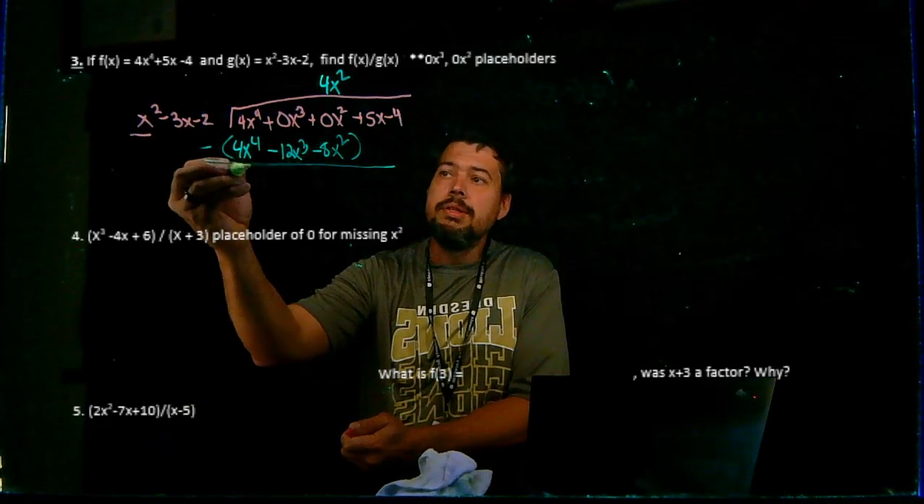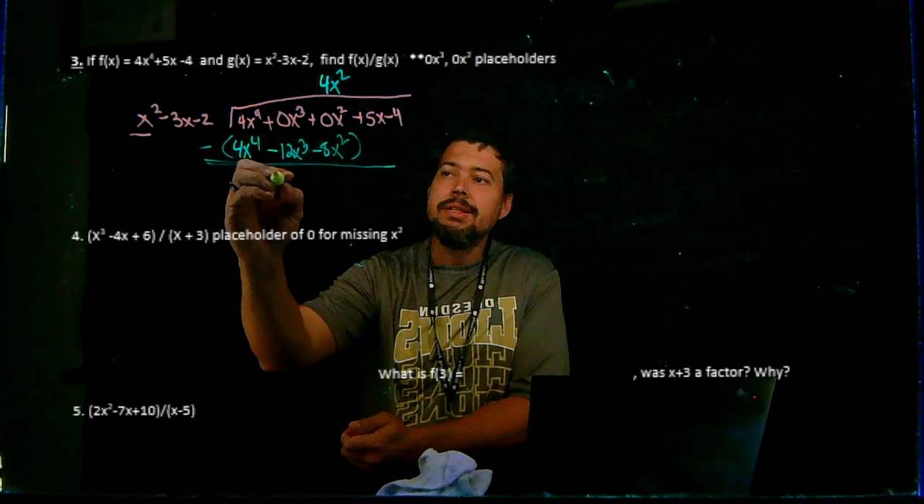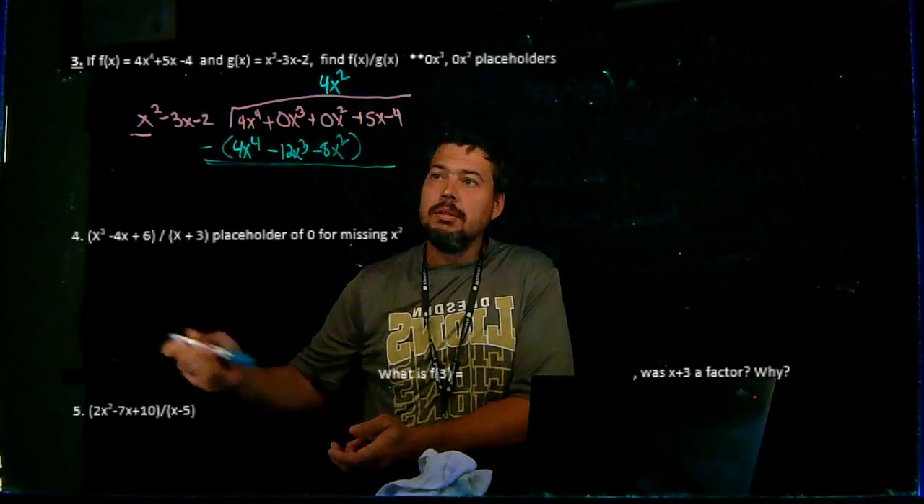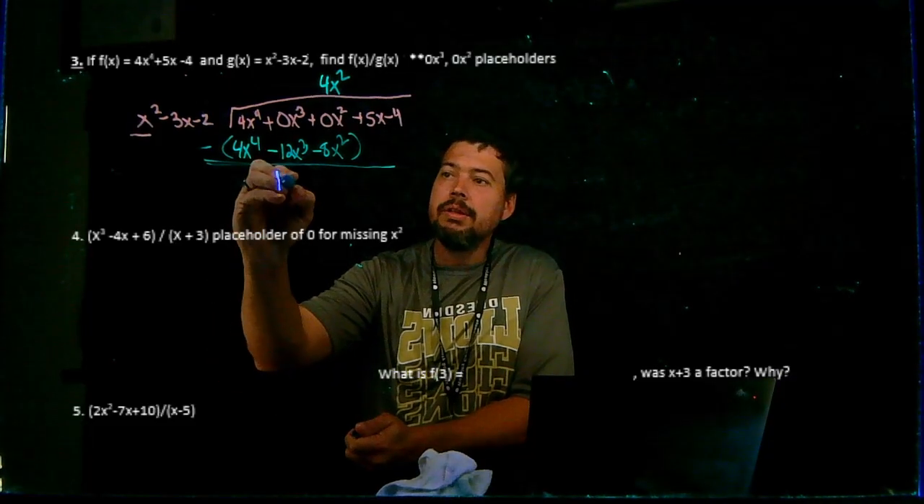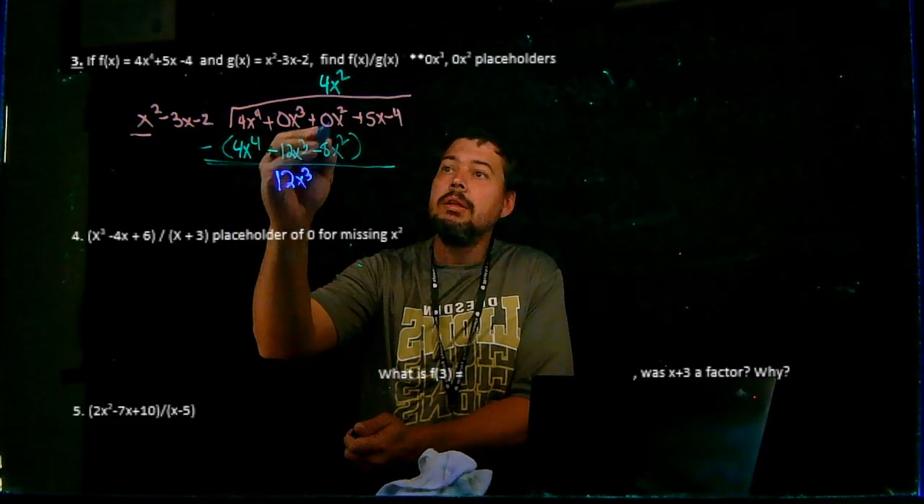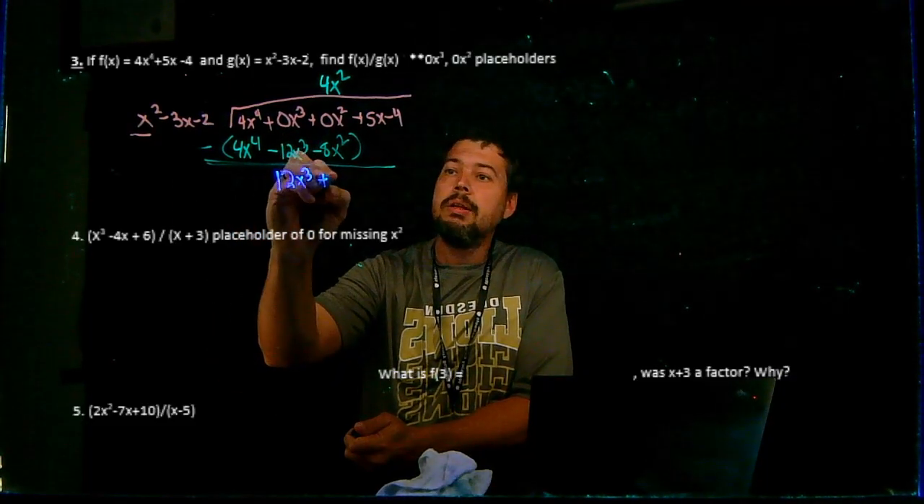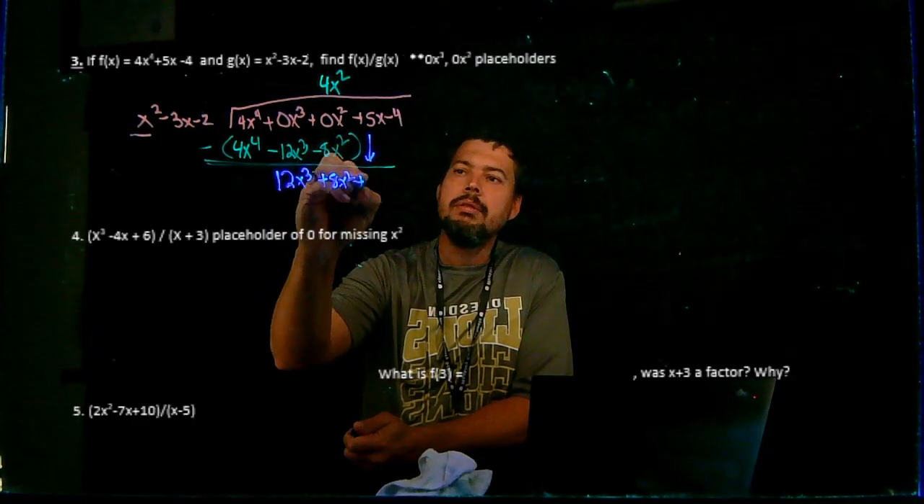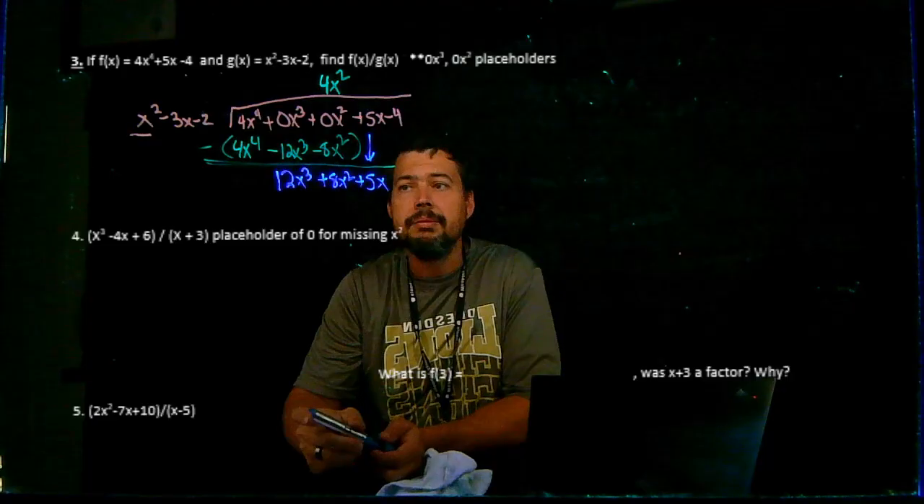4 take away 4 is nothing. 0 take away a negative, that's addition. No, my markers aren't working. It's going to be a positive 12x cubed. 0, take away a negative, plus 8x squared. And just like you did in 4th and 5th grade, you bring things down, because you're probably going to need that piece on the next line.